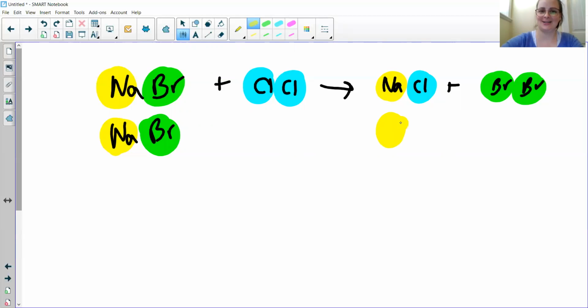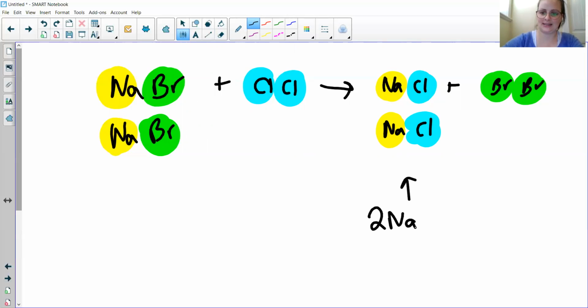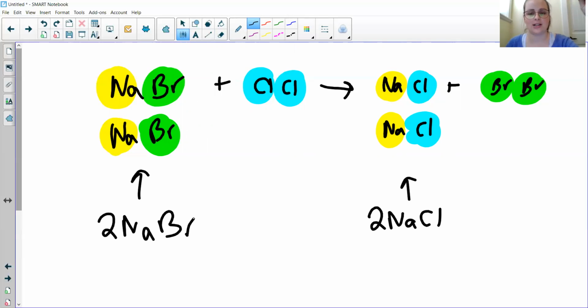Highlighting skills need a little work. I apologize. There's 2 of these whole things. So because I put this, this is the same thing as saying 2 NaCl, and this is the same thing as saying 2 NaBr. Now, if you count the number of yellow dots before and after, they are equal. If you count the number of green dots before and after, they are now equal. And if you count the number of chlorines before and after, they are now equal too. And that's how we can balance them.